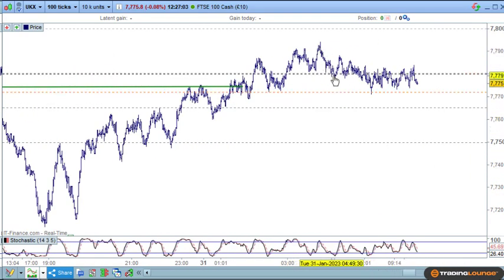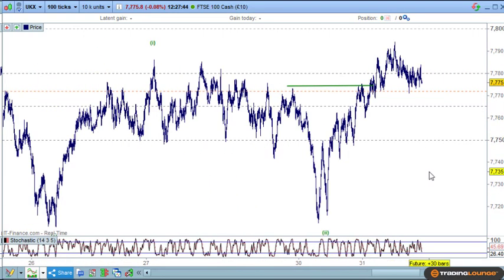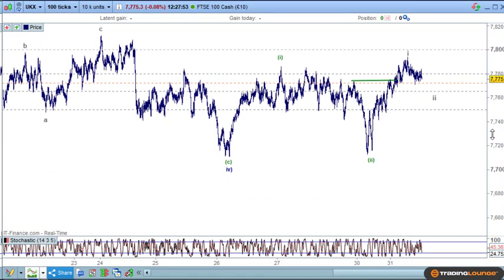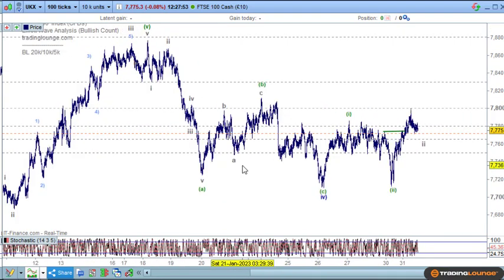What have we got here? It's a bit messy. So 1 and 2, 1, 2, 3, 4, 5. I think we could pretty much call that a 1 and 2 up there for the time being. So sort of a 1 and a 2 to come back in this space before heading higher. Could it be anything else? Am I missing something here?